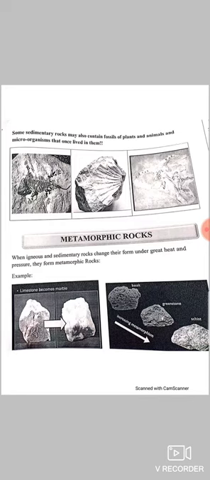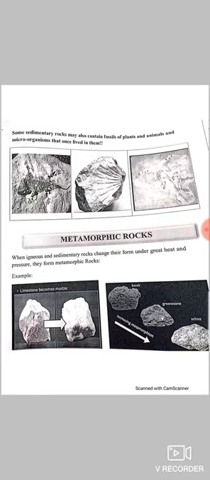Now come to the metamorphic rocks. When igneous or sedimentary rocks change their form under great heat and pressure, they form metamorphic rocks. You can see the picture. First of all it was limestone, then it became marble because of heat and pressure. Limestone was a sedimentary rock, then it becomes marble, a metamorphic rock. This process of changing into metamorphic rock is known as metamorphism.